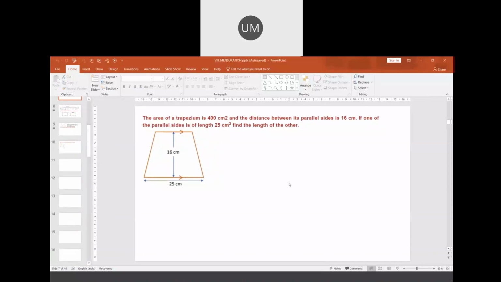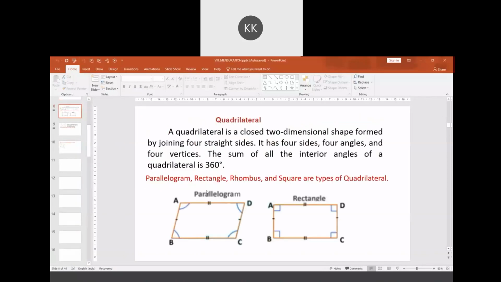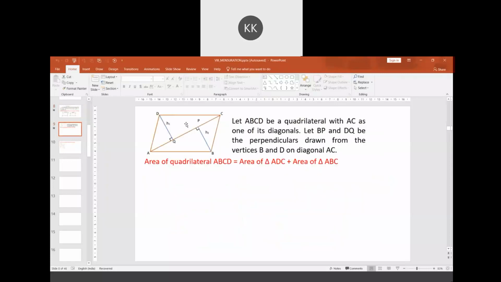Okay. We shall look at another concept, quadrilateral. We all know that quadrilateral is a two-dimensional shape having 4 sides, 4 angles, 4 vertices. And we also know that the sum of the interior angles is 360 degree. Here, parallelogram, rectangle, rhombus, square, these are all quadrilaterals. In general, if there is a quadrilateral, how to find area? That is one of the concept. Look at this quadrilateral.